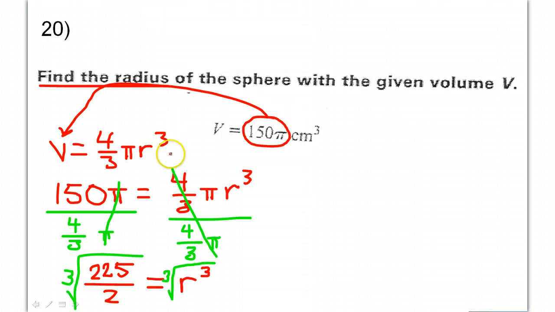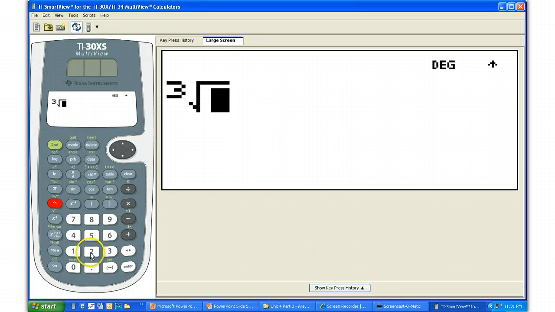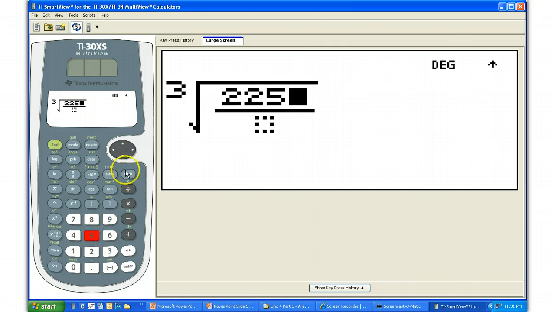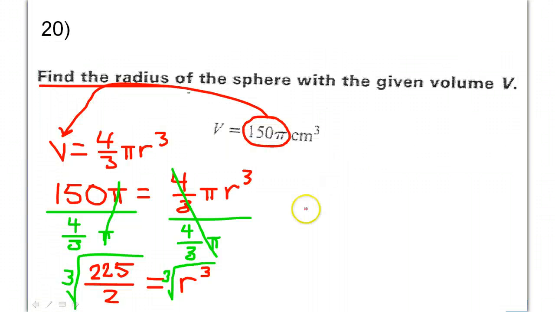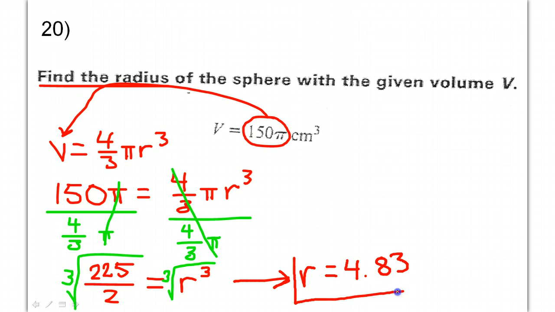So, what was it again? 225/2. That's right. So, N over D button. 225/2. Cube root of this. That gives me 4.83. And that's it. That is how you do that.